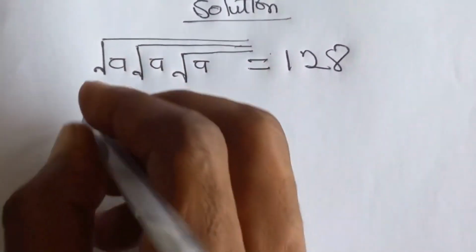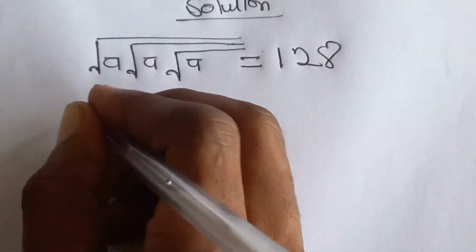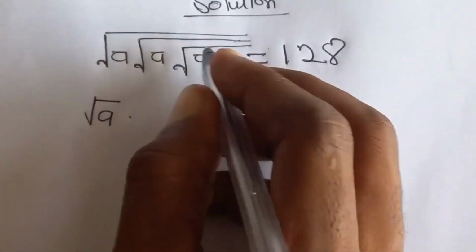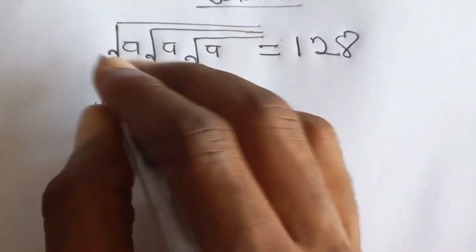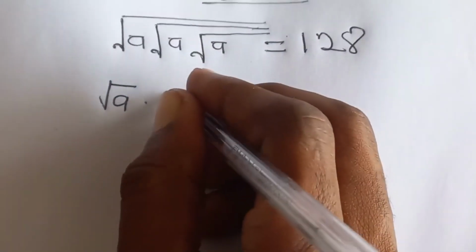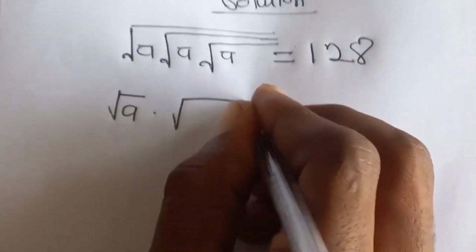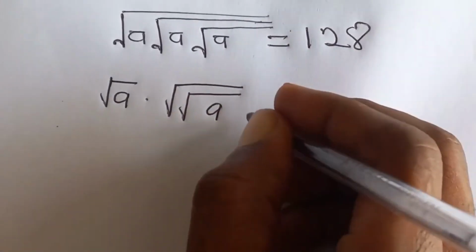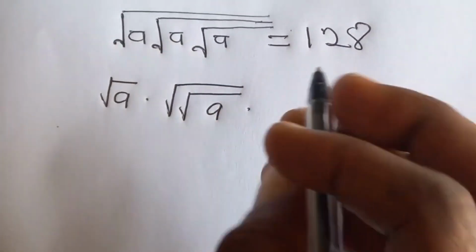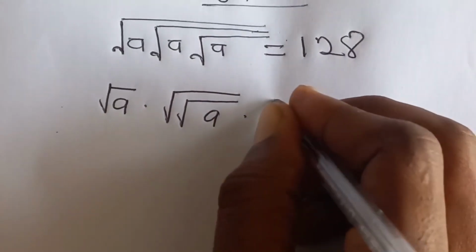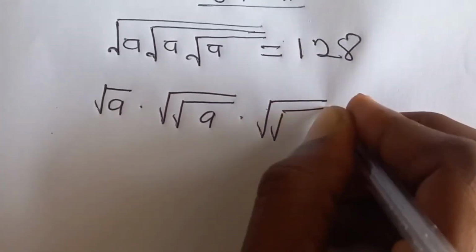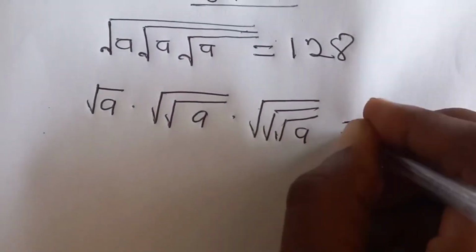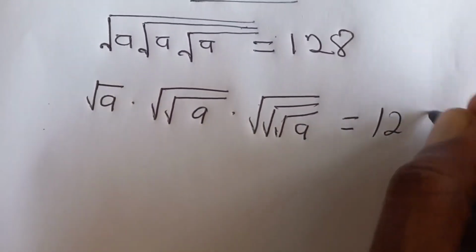So this one is the same as root a, multiplying by this one, which is a double square root of a, multiplied by this one, which is a triple root. So we have root a times double root a times triple root a, which is equal to 128.